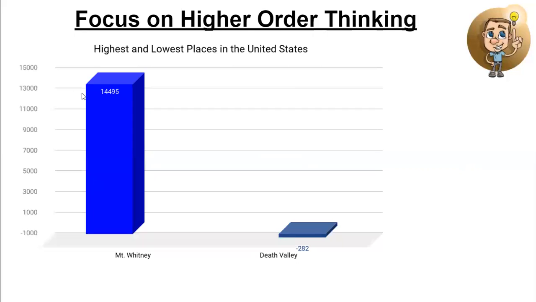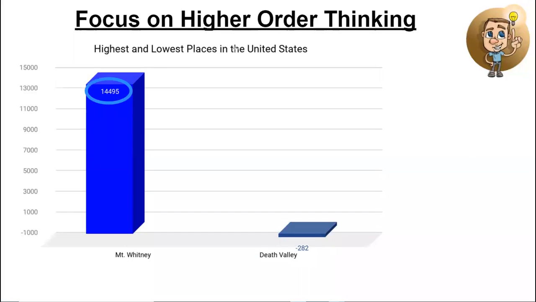Look here, put a circle around it, it's 14,900, I want to make that red. 14,909, let me try that again. 14,495 feet above sea level. Death Valley in California is -282 feet below sea level. So it's actually lower than the sea.